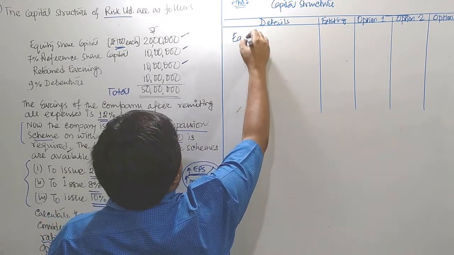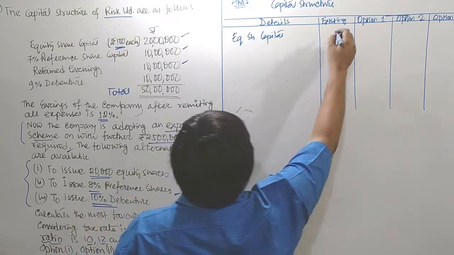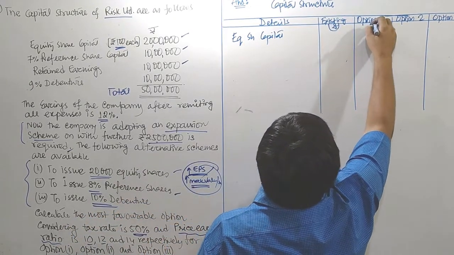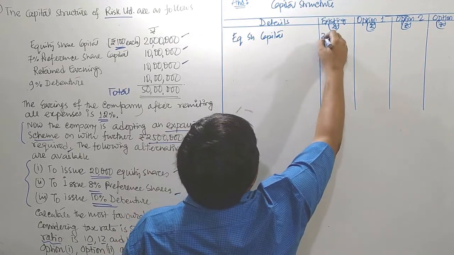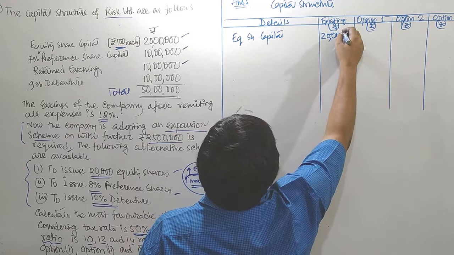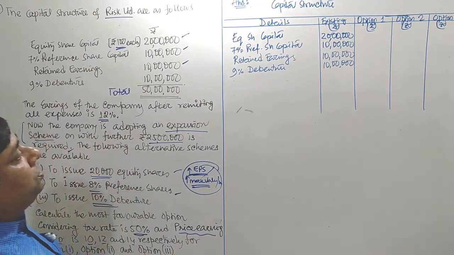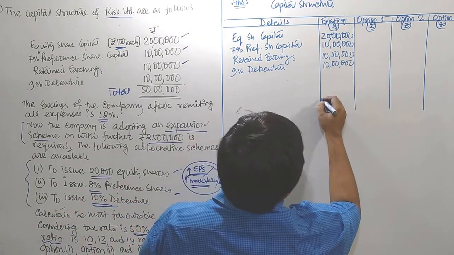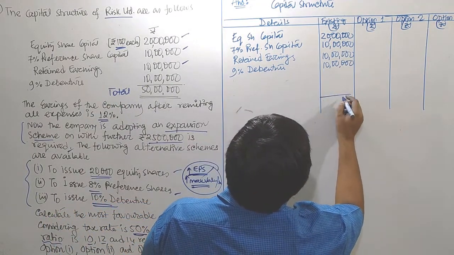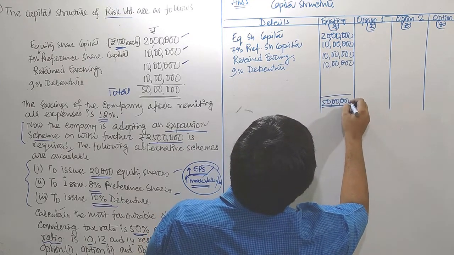I can write over here equity share capital. These are all in terms of rupees. Equity share capital existing is 20 lakhs rupees. Next it is 10 lakh rupees. If you sum up, you get 50 lakhs rupees as a whole. Let me draw over here 50 lakhs rupees as the total for the existing option.